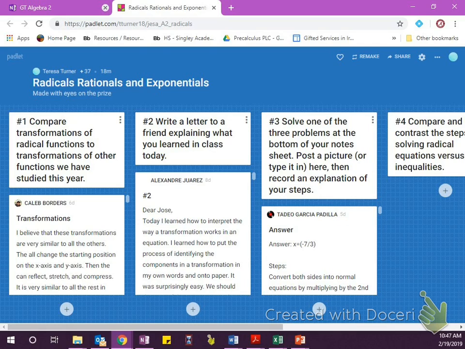I'm not asking you to take a video of yourself. My preference is that you would actually record your voice explaining it as if you were explaining it to another person. But I'm not going to count off on it if you just want to type up your explanation to the problem. So that's the reflection for today.